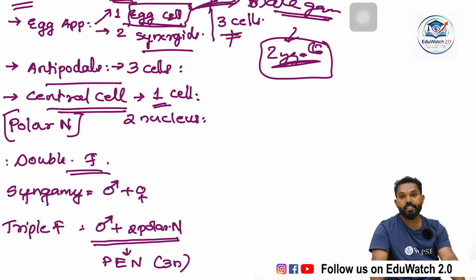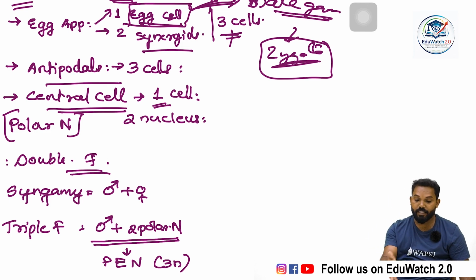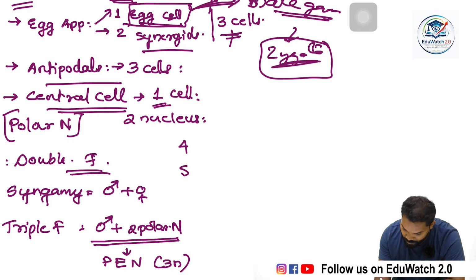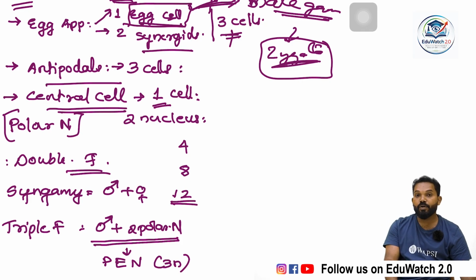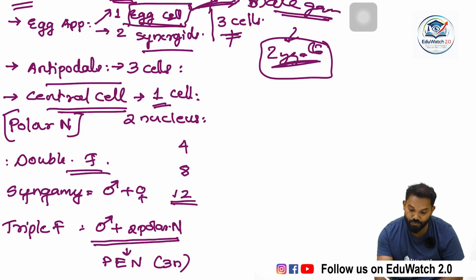Haploid condition, diploid condition, and there is another condition known as triploid condition, which means if the haploid condition is 4, then the diploid condition is 8 and the triploid condition is 12. So, the primary endosperm nucleus is triploid in nature. It is because these are the product of triple fusion.